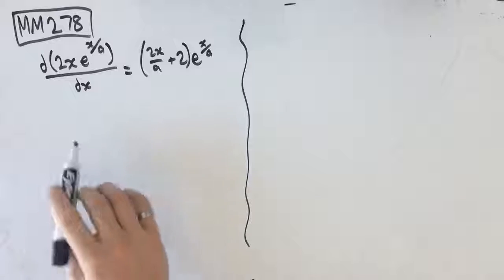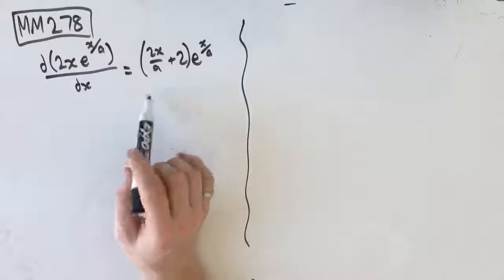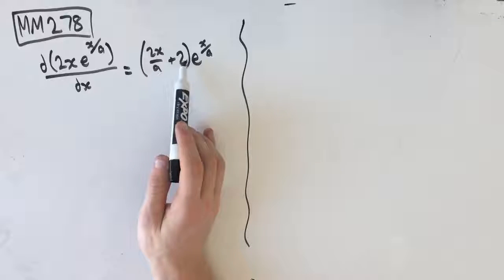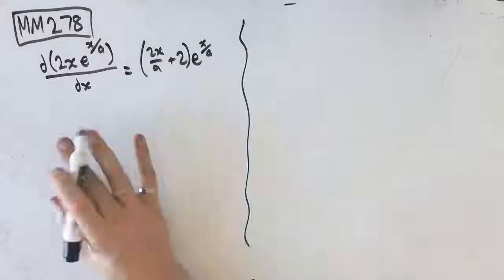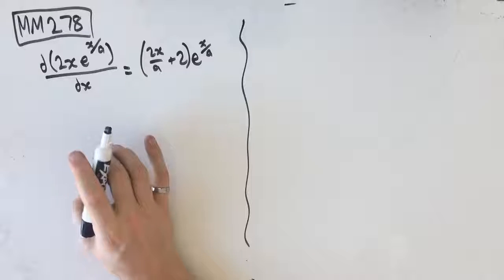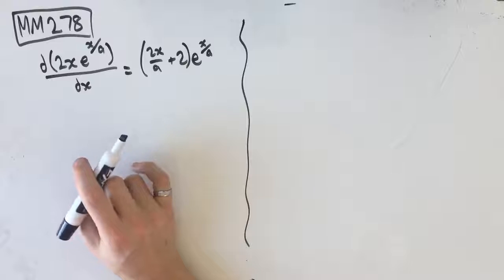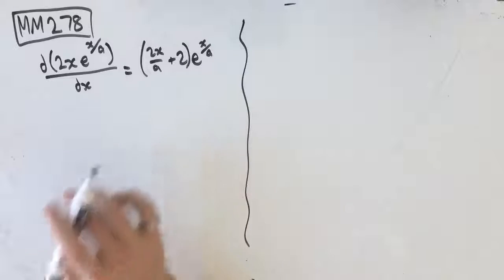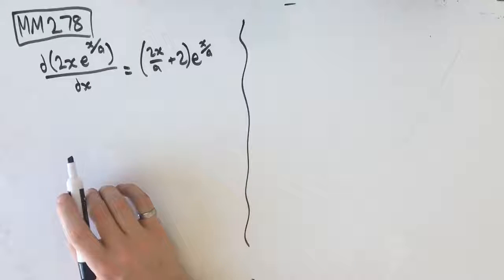Now this question tells us it is known that the derivative of 2x e to the power of x on a is equal to 2x over a plus 2 times e to the x on a. Awesome. Then the question asks us, the integral of 2x e to the power of x on a dx is equal to what? Alright, awesome. So we can plug this into our calculator, which will give us the answer.